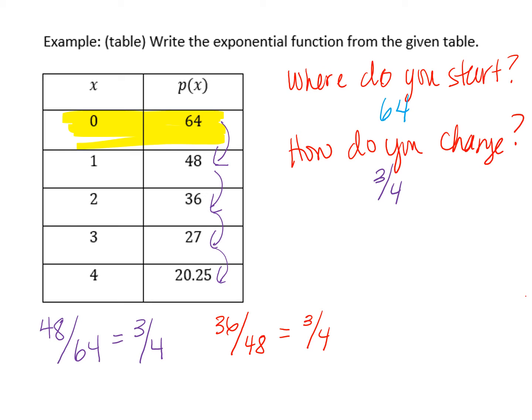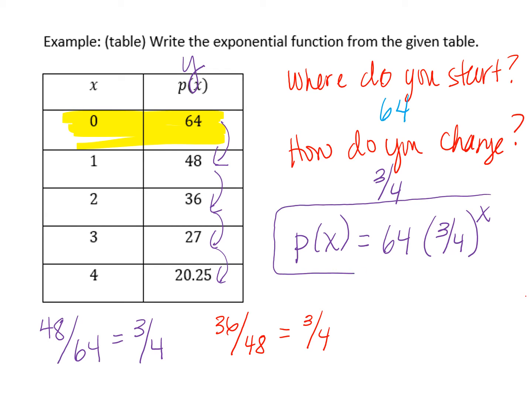Last time I wrote y. Again, this is the same thing as y, but we can practice using that function notation. So I can call it p of x. We started at 64, and then we multiplied by 3/4 each time. And since there was repeated multiplication, we have our x as our exponent. So hopefully that's a refresher on writing exponential equations.